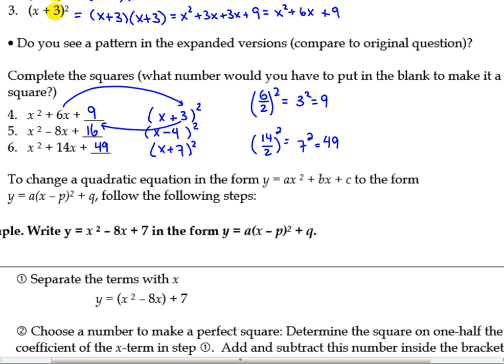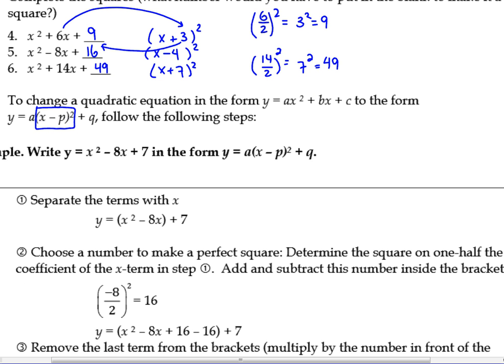3 squared, which is 9. So what we're going to want to do this unit is turn things into perfect squares, because that vertex form has a perfect square in it, right? Do you see the perfect square? We're going to want to make a perfect square, the x minus p squared, or x plus p squared, whatever it is, right? We want to make that. So we're going to have to use that property to make it today.